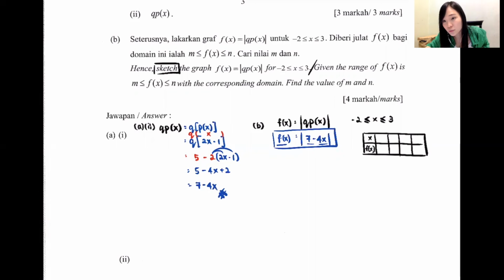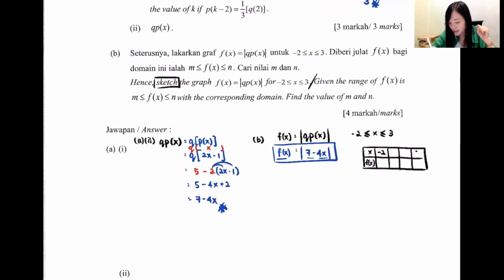And my dear, what values should you find? Don't tell me, oh teacher, negative 2 to 3. So teacher, find negative 2, negative 1, 0, 1, 2, 3. No need to find all of them, my dear. Just need to find the starting and the ending. The starting is what? Negative 2. The ending is what? 3.